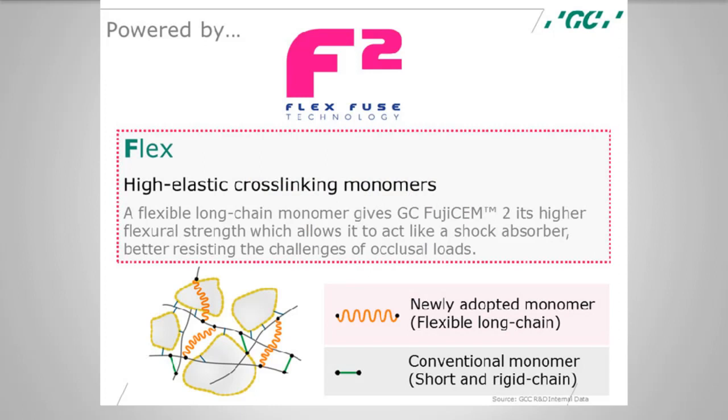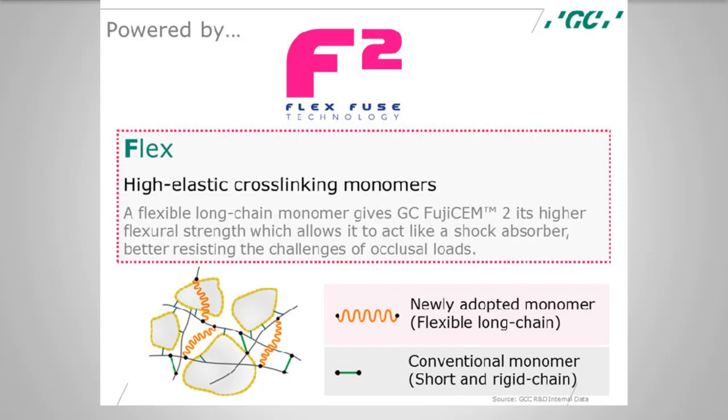Now a couple of technique points on the new and improved Fujicem 2, called Flex Fuse technology. Just look at the monomers that are used to create this cement. These are much more flexible by virtue of elastic cross-linking monomers, much more flexible than in the original Fujicem chemistry. So it's able to absorb more flexural stress and more load. The higher flexural strength allows it to act more like a shock absorber, better resisting the challenges of occlusal load.